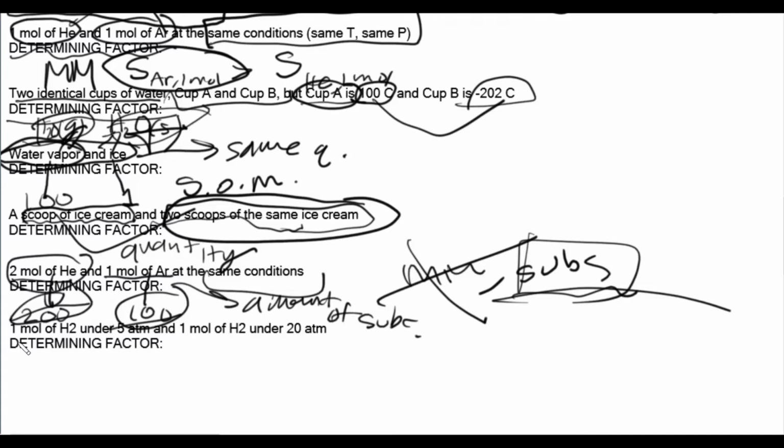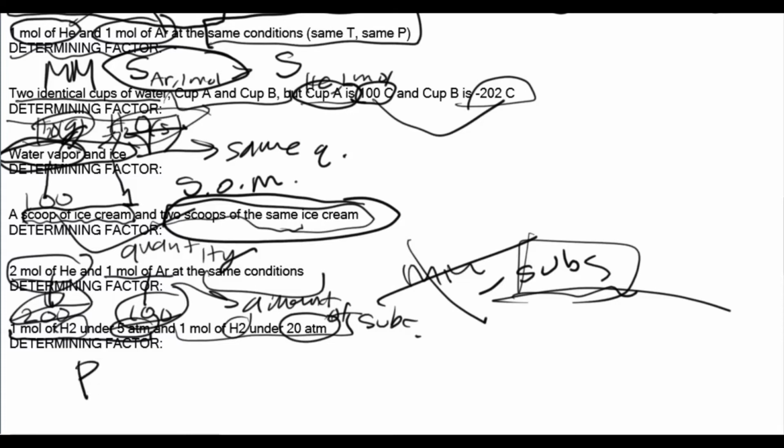So last but not least, let's look at this one. Now this one takes some creative thinking. 1 mole of hydrogen gas under 5 atmospheres and 1 mole of hydrogen gas under 20 atmospheres of pressure. Everything kept constant. The determining factor is pressure.